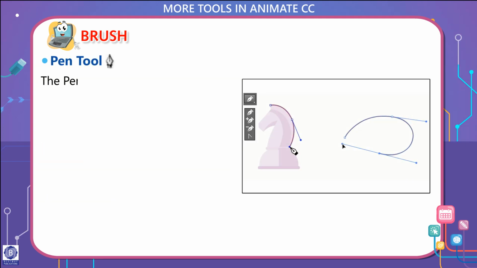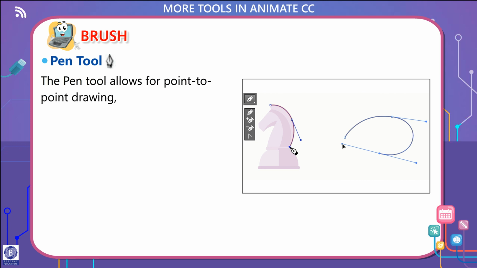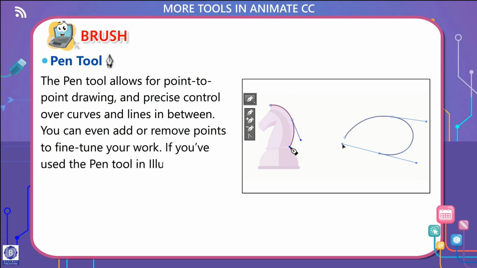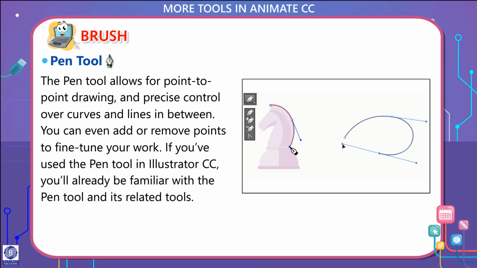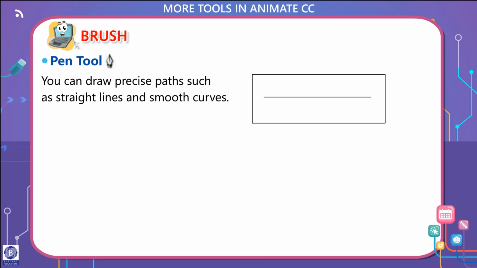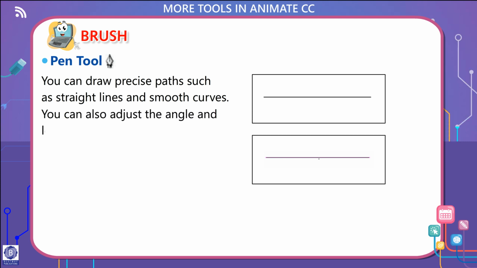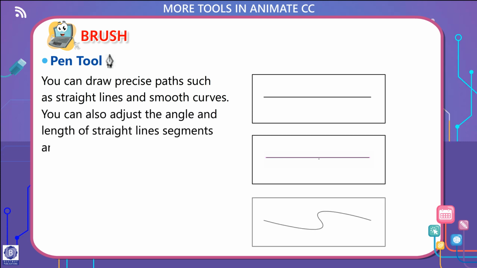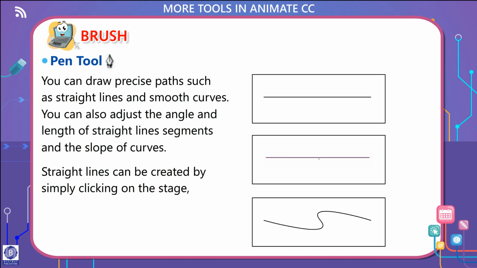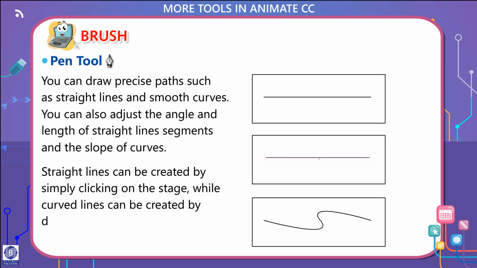Pen tool. The pen tool allows for point-to-point drawing and precise control over curves and lines in between. You can even add or remove points to fine-tune your work. If you have used the pen tool in Illustrator CC, you will already be familiar with the pen tool and its related tools. You can draw precise paths such as straight lines and smooth curves. You can also adjust the angle and length of straight line segments and the slope of curves. Straight lines can be created by simply clicking on the stage, while curved lines can be created by dragging.